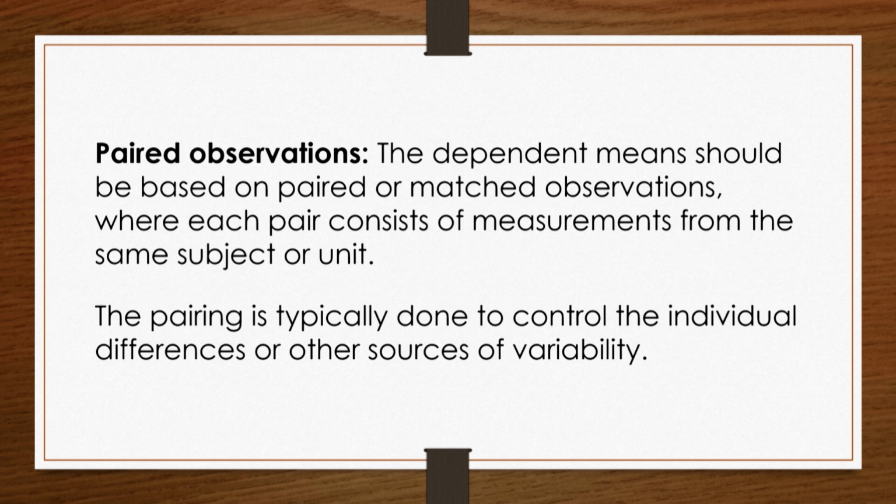The fourth assumption is paired observation. The dependent means should be based on paired or matched observations. Here we consider only a pair of items, where each pair consists of measurements from the same subject or unit. The pairing is typically done to control individual differences or other sources of variability.